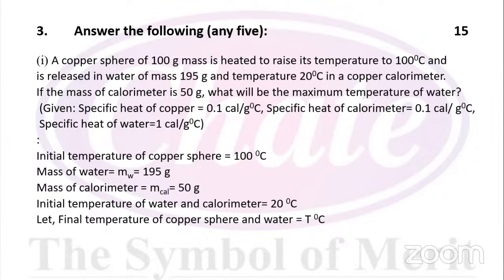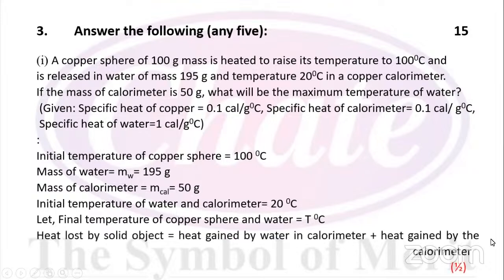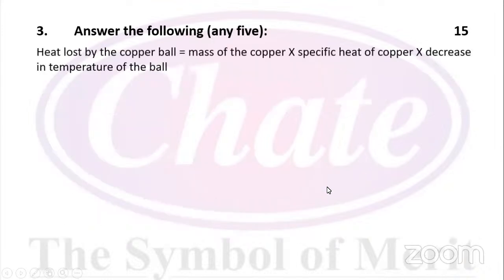So obviously, the temperature of the water and the calorimeter is supposed to increase, and the temperature of the copper sphere is supposed to decrease. That is why we are going to write the next equation, like a formula. We know the principle: heat lost by the solid object is equal to heat gained by the water in the calorimeter and heat gained by the calorimeter. So whatever heat is lost by the copper sphere will be gained by the water as well as the calorimeter.